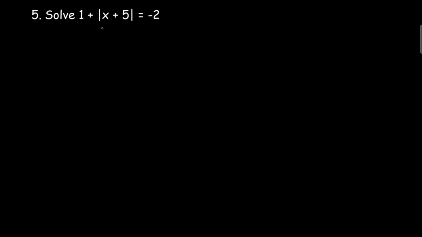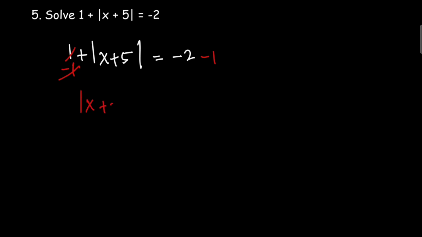We have to solve 1 plus absolute value of x plus 5 equal to -2. Now what I'm going to do is just write the question once again. 1 plus the absolute value of x plus 5 is equal to -2. Then from here, I'll just get rid of this 1 by subtracting 1 on both sides, so that this 1 and this -1 will go. Then I'm left with the absolute value of x plus 5 is equal to -2 -1, which will give me -3.